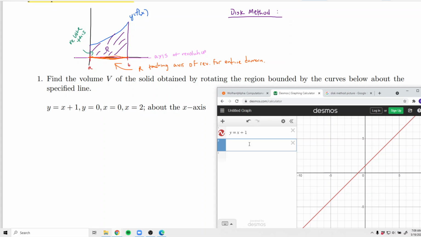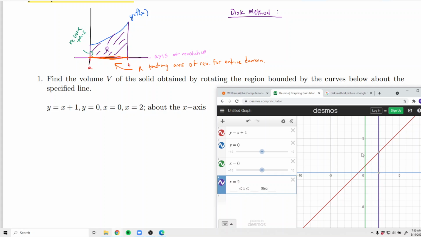y equals x plus 1. We have y equals 0, which is just the x-axis. So we got these two lines so far. We have x equals 0, and we have x equals 2. Now, most graphing calculators can't graph vertical lines because it's not a function, but luckily Desmos can do all of that stuff for us.